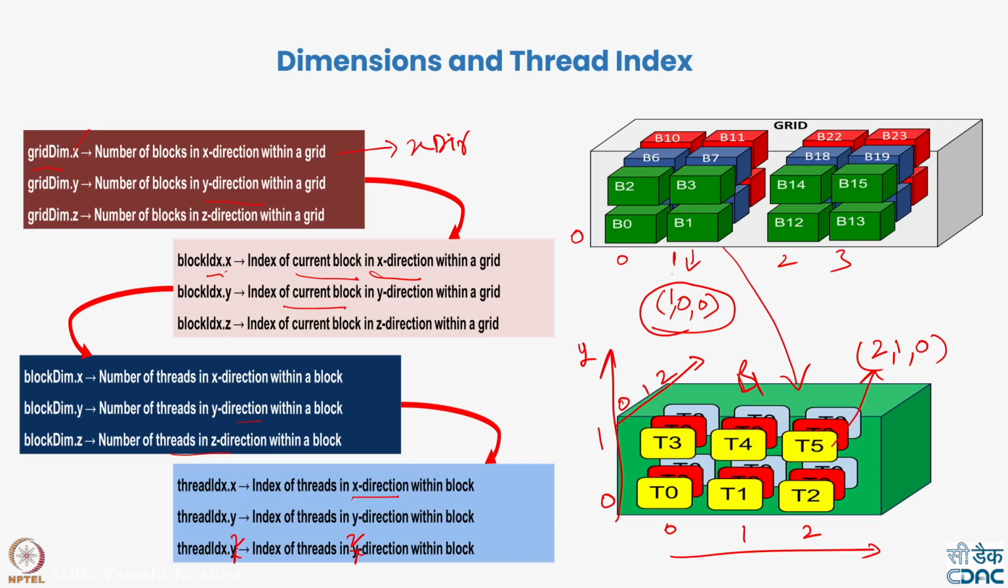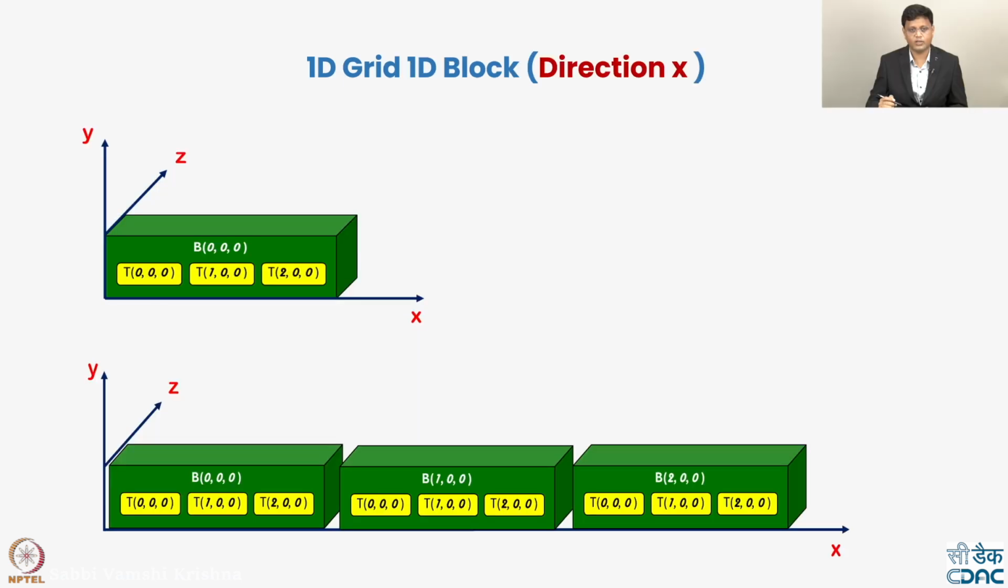So, let us discuss 1D grid and 1D block. It is just to develop our understanding in more detail. So, this arrangement is representing a 1D grid. Here there is only one block, so by default it becomes a 1D grid, and within this block you can see that threads are arranged only in the x direction. That is the reason it has become a 1D block.